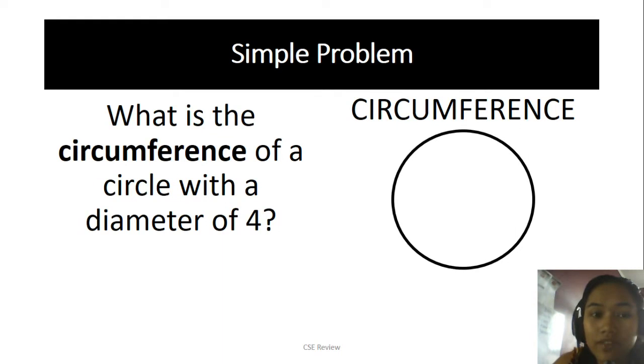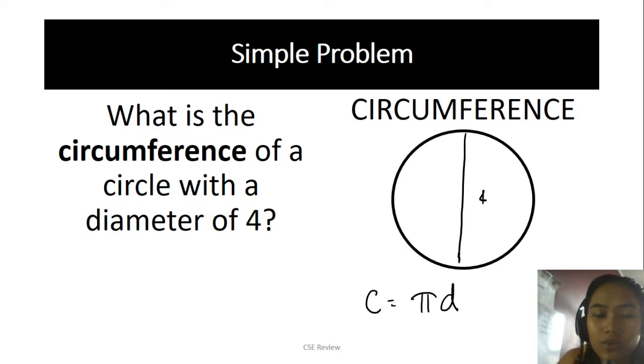Alright, let's see how you did. Okay, ang circumference ng circle, may diameter siya ng 4. Again, ang formula ng circumference natin is pi times the diameter. So, ang diameter niya, itong mahaba na to, is 4. That's what you need. So, all you have to do is multiply it by pi.